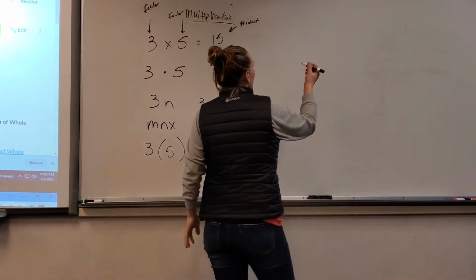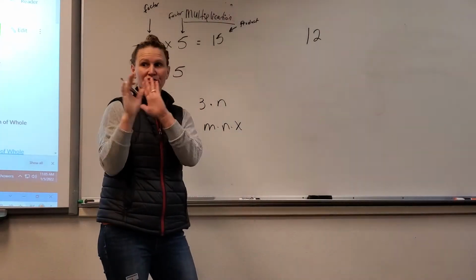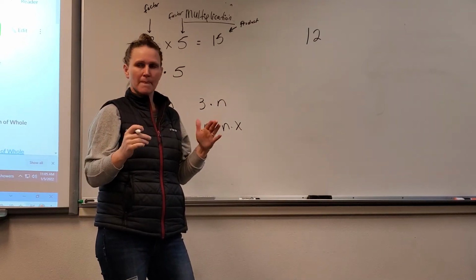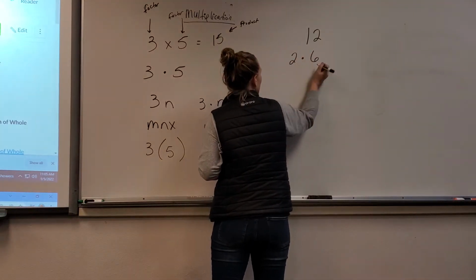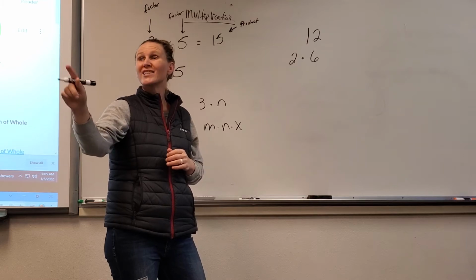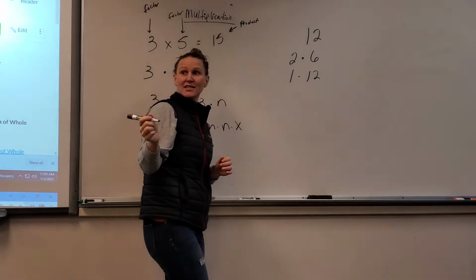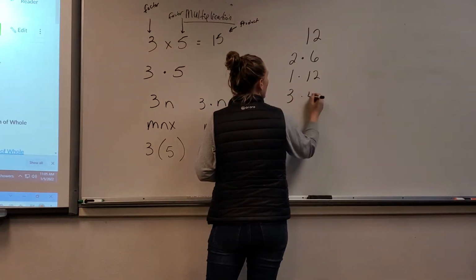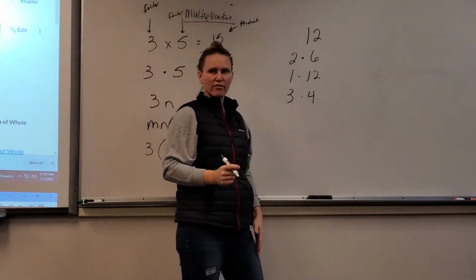So let's just say I have the number 12. Can you tell me what factors multiply to make the number 12? 6 and 2, good. So 2 times 6, we have those 2 factors. What other things? 1 and 12, good. And then 3 and 4. 3 times 4, good. So all of these are factors of the number 12.